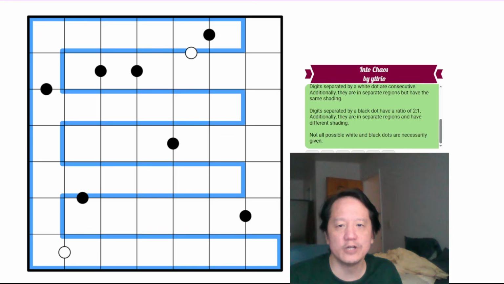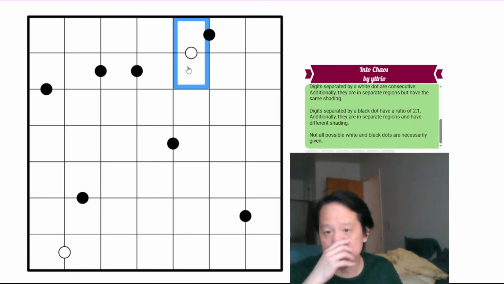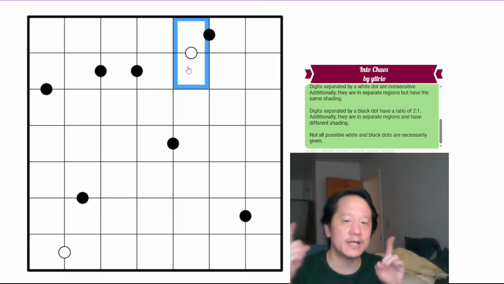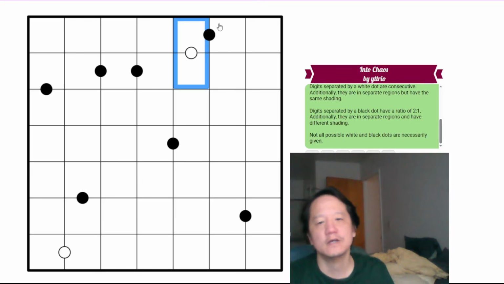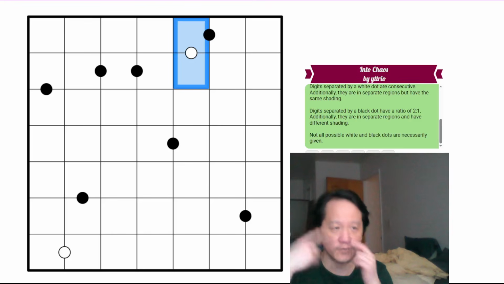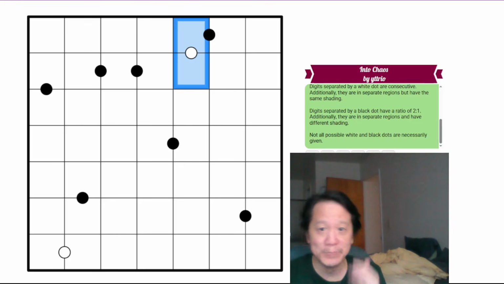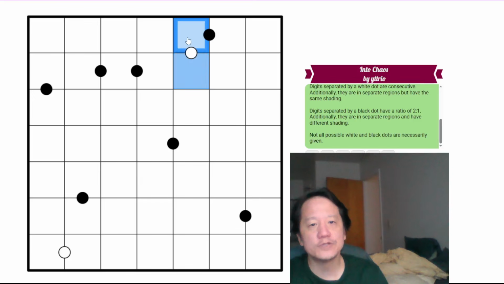Digits separated by a white dot are consecutive. Additionally, they are in separate regions, but have the same shading. So these would have to have the same shading, but are in different regions. So for example, if this were a 6, this would have to be 5 or 7 to make sure that these digits are consecutive.